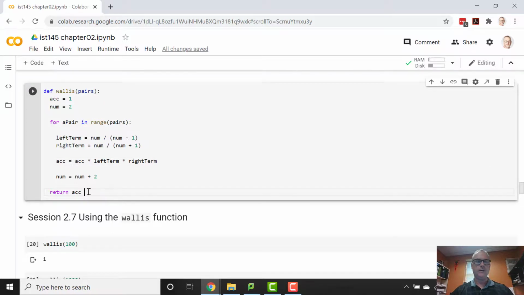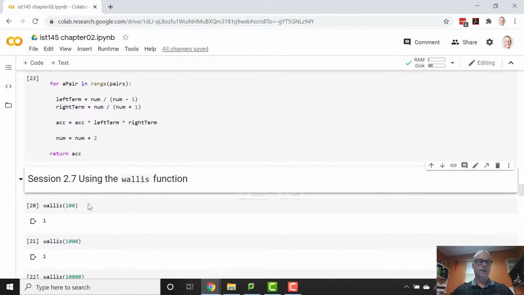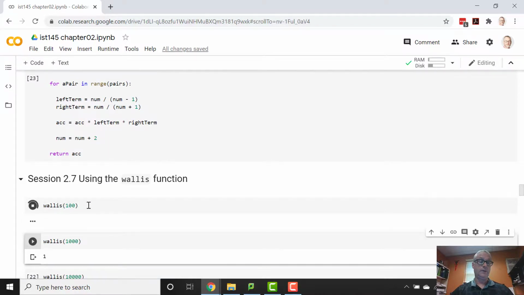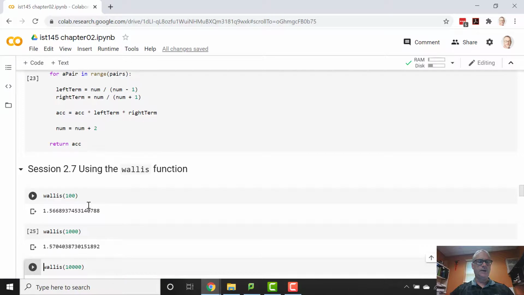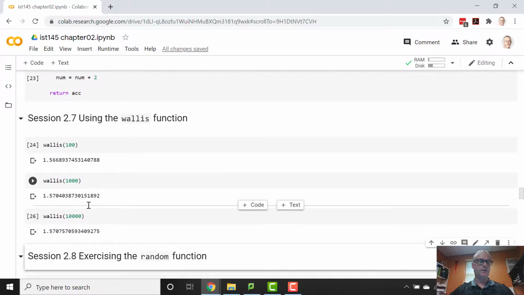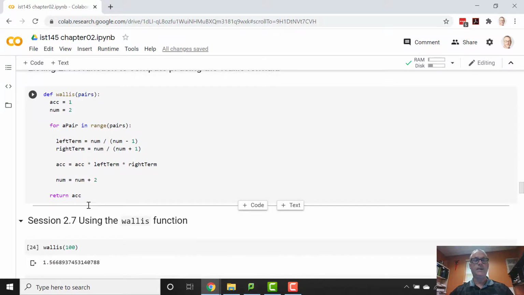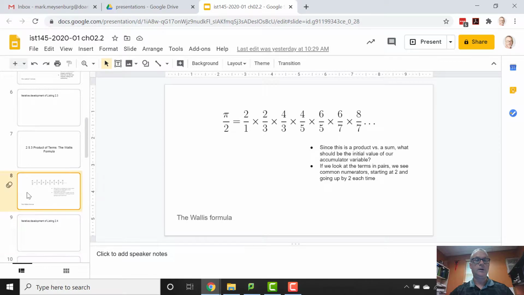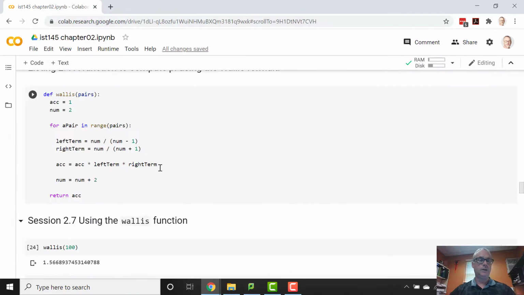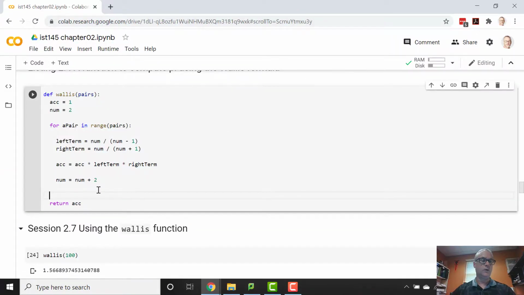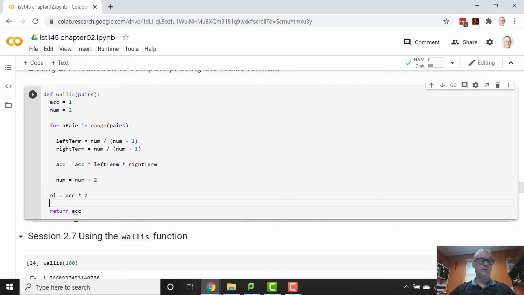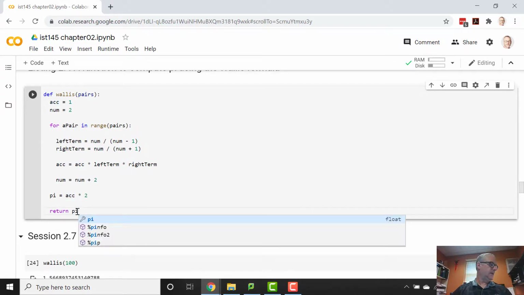So let's see what we get here with this. Now we're going to get something different. It won't be 1 every time. And if we look at these values, like 1.56, 1.57, 1.57, those look like they are about half of what they should be. And that's correct because if we go back to our formula, this product was pi over 2. So to get pi after the for loop is complete, what I have to do is multiply my accumulator by 2 and make sure that I return that value, pi, at the end.